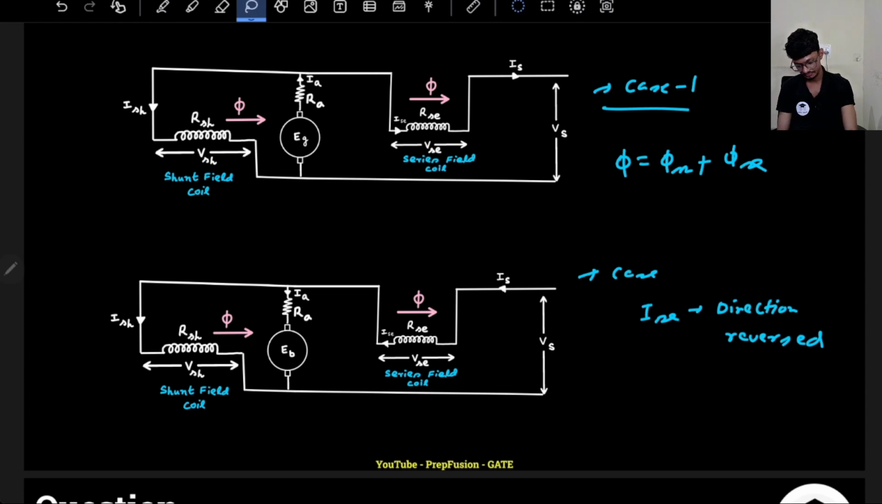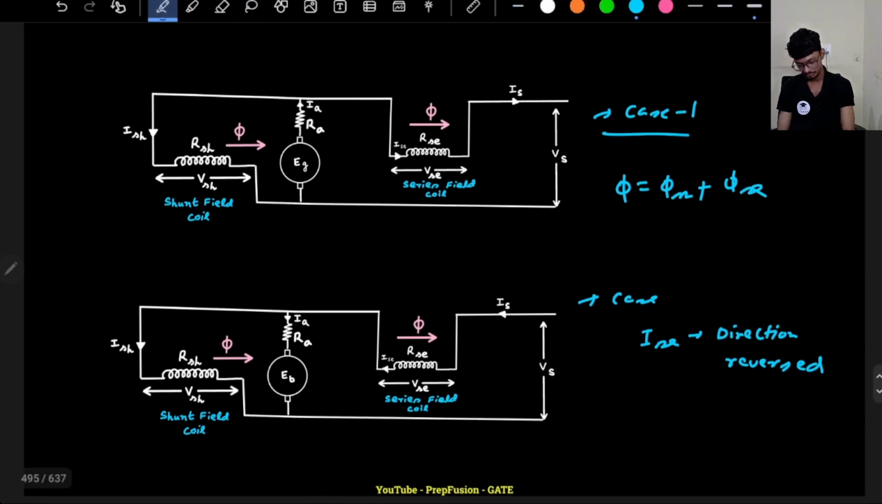Series current direction has reversed, but this has not reversed. So phi sh is still the same. So ish direction is the same.